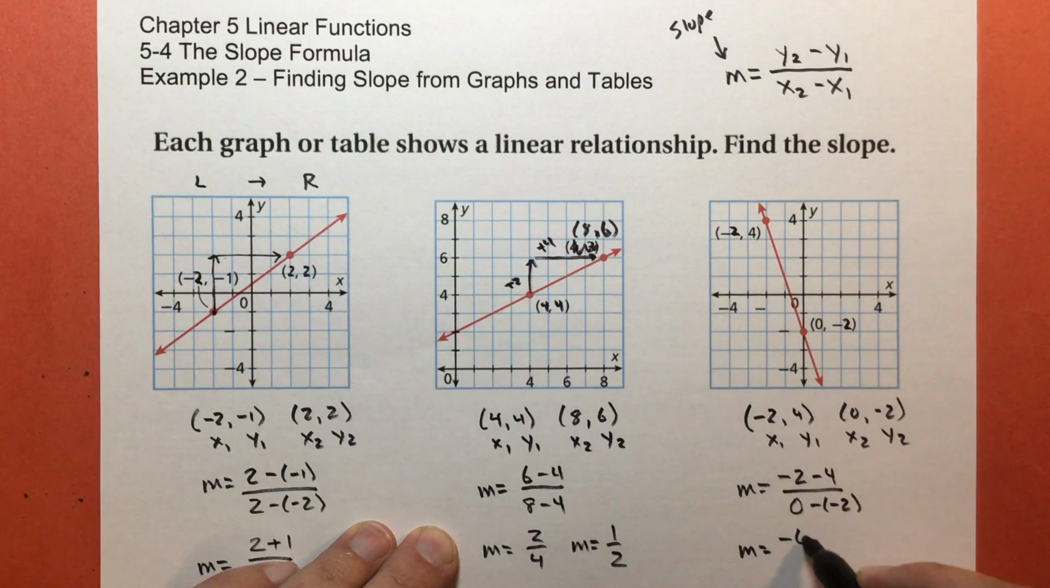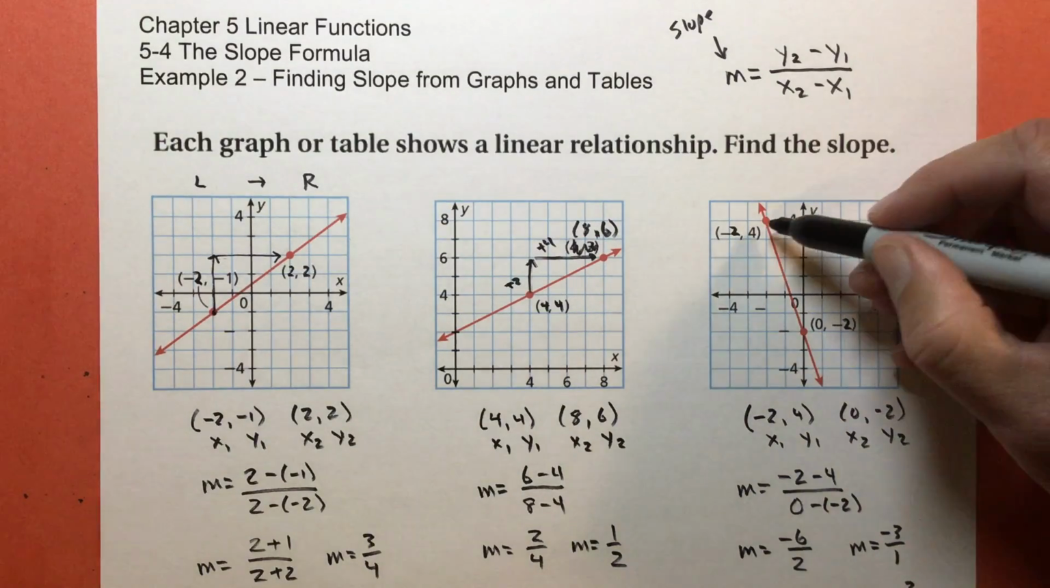-2 subtract 4 is -6. 0 subtract -2 is 0 plus 2, which is 2. And my slope is going to be -3 over 1, but if you just want to say -3, that's okay too.